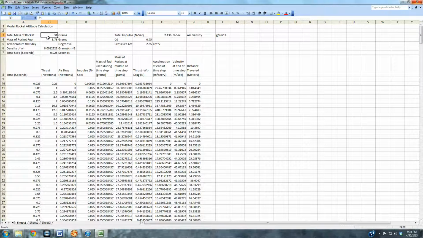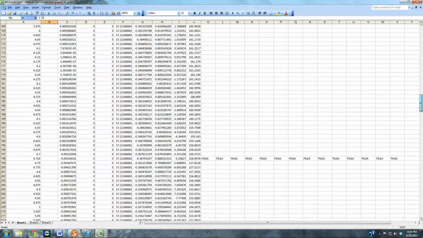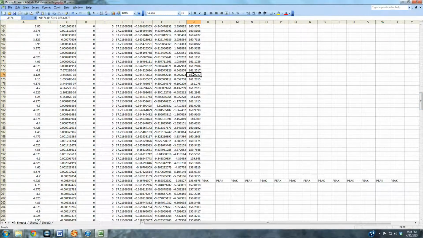I can come up here and change stuff. Let's say change the weight to 41 grams and change that. Once you press enter, you can scroll down to the bottom, look at your new height. You can see it's around 161 meters. But put all that aside.